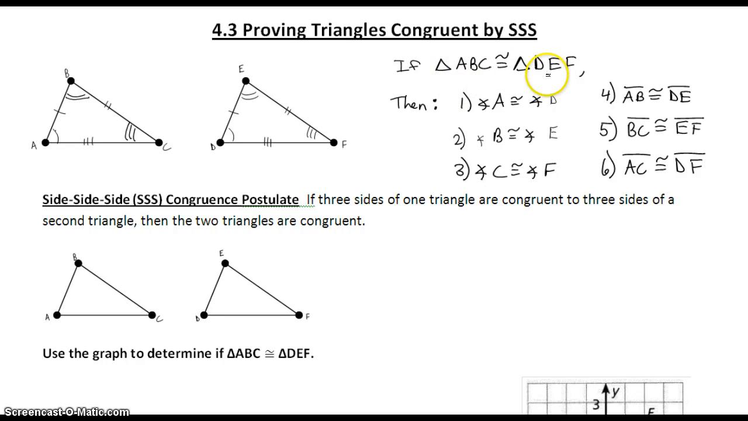If two triangles are congruent, then I have 6 pairs of corresponding parts that are congruent. If I want to go the other way and look at the converse of this, and I want to prove two triangles congruent, I need to figure out what parts need to be congruent. Well, it turns out that I don't need to prove that all 6 pairs of corresponding parts are congruent.